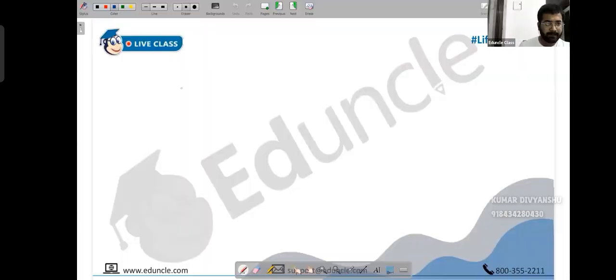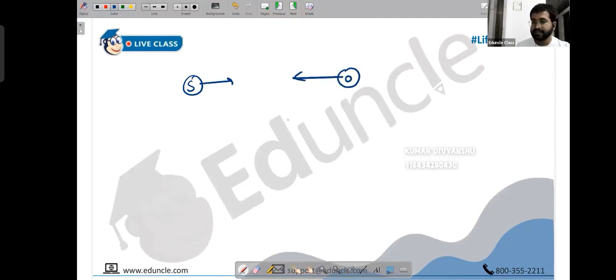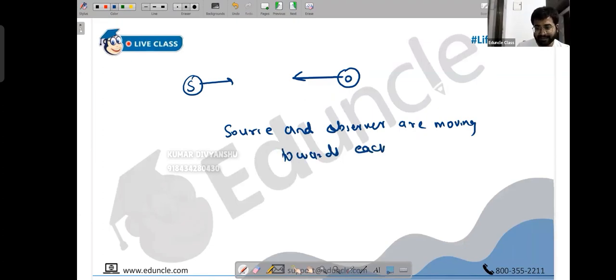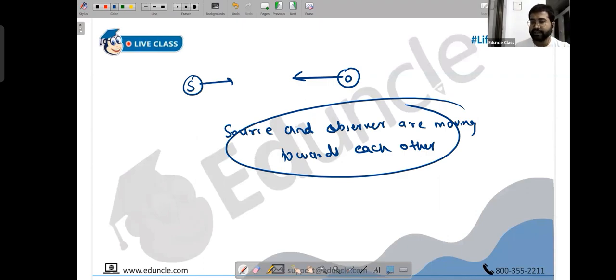What is it? Simple. I remember where source and observer both are moving towards each other. Listen, it doesn't matter if source is on left or observer is on right. What matters is that source and observer are moving towards each other, and that is maintained. I don't care whether you're drawing source on left or observer on left. So observer can also be on left, source can also be on right.